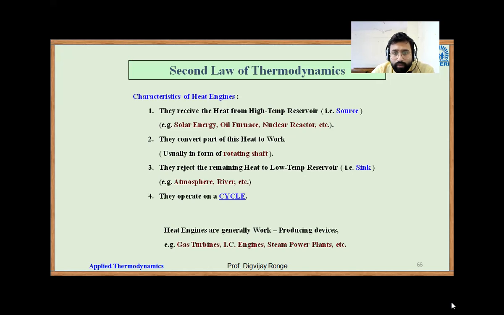They operate on a cycle. Heat engines are generally work producing devices. So these terms will come again and again. Turbines: turbines are an example of heat engines. So heat engines are work producing, and refrigerators and heat pumps are work consuming devices.